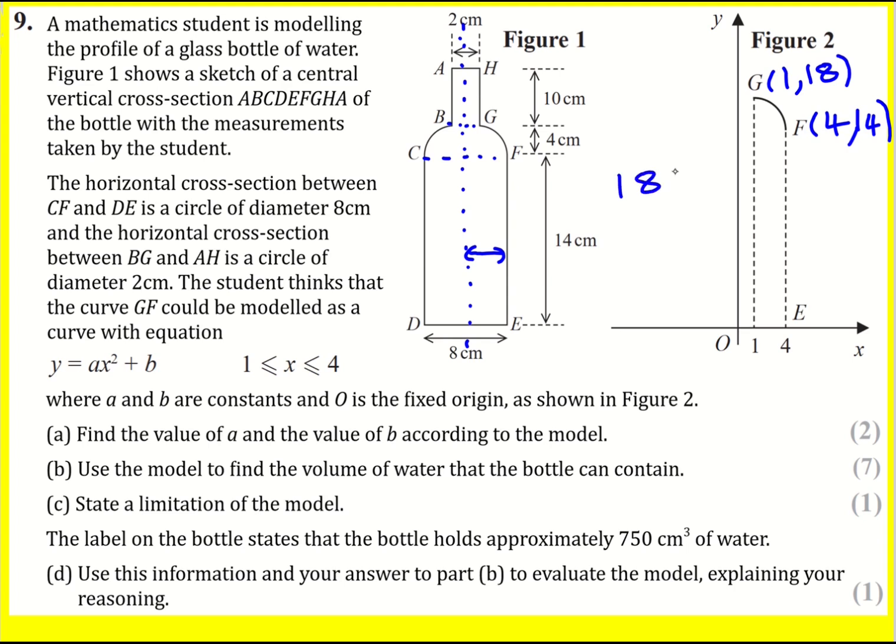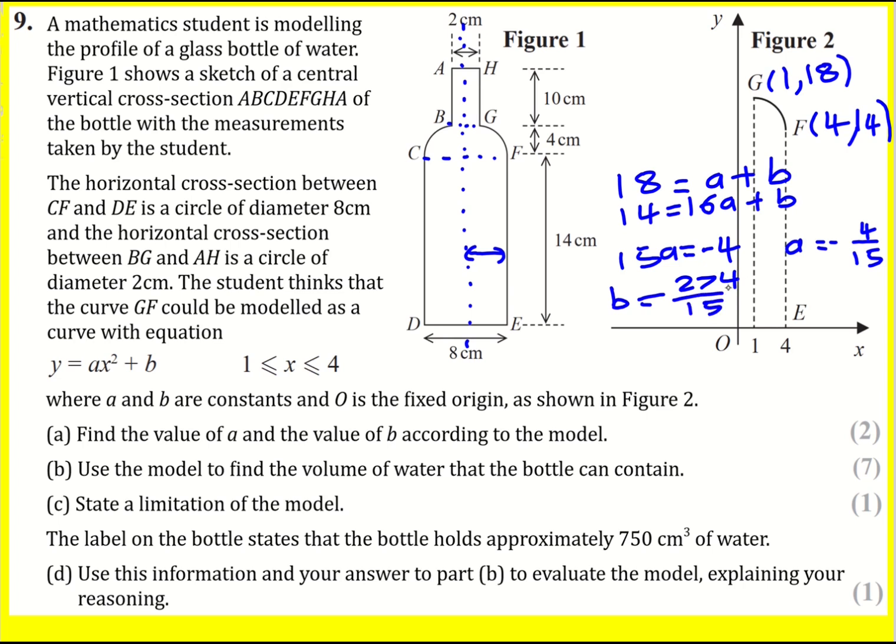So let's sub in. 18 is equal to A plus B. And I sub in 1 for x. And then 14 is going to be 16A plus B. So I'll do the bottom minus the top to give me 15A equals minus 4. A equals minus 4 over 15. Let me make that really clear that that is a minus. Okay, so as expected, we get this negative. And then if we sub back in, it's just going to be 18 plus 4 over 15, which ends up being 274 over 15.